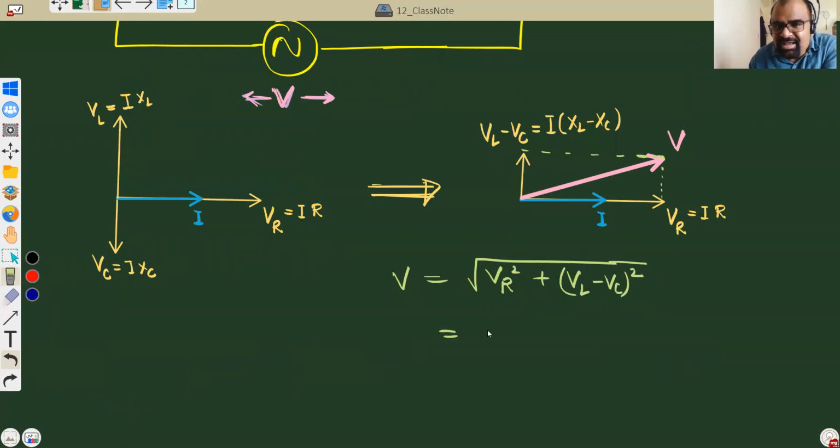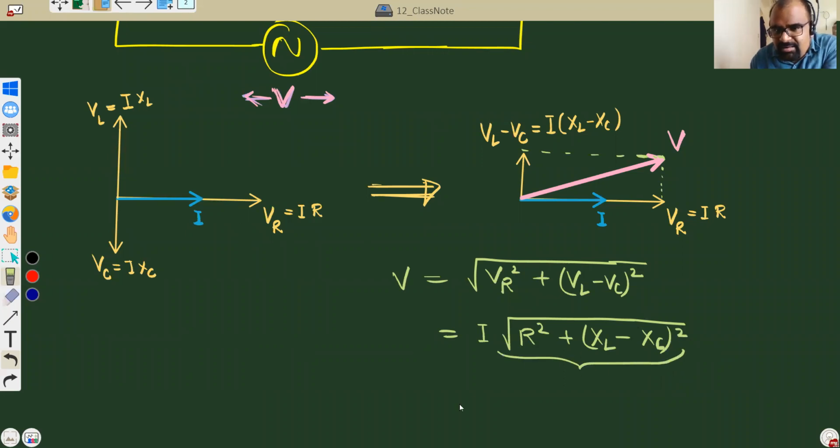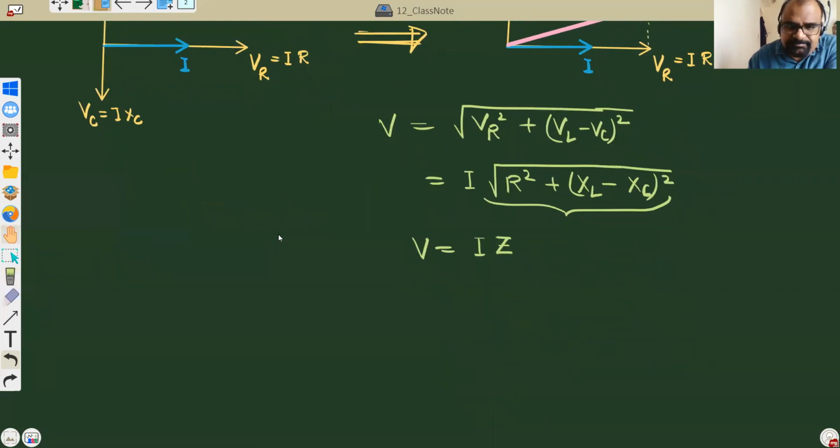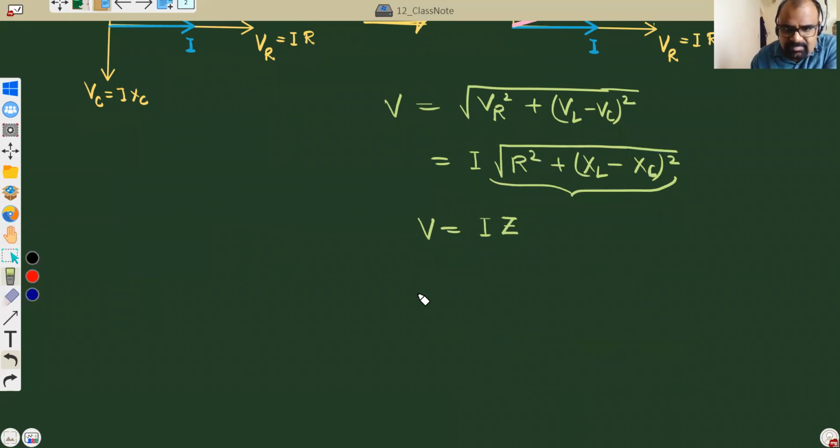Okay. Now VR can be written as I into R. So I can be taken outside like this. This is called impedance. So I into Z, or in other words, I is equal to V by Z.